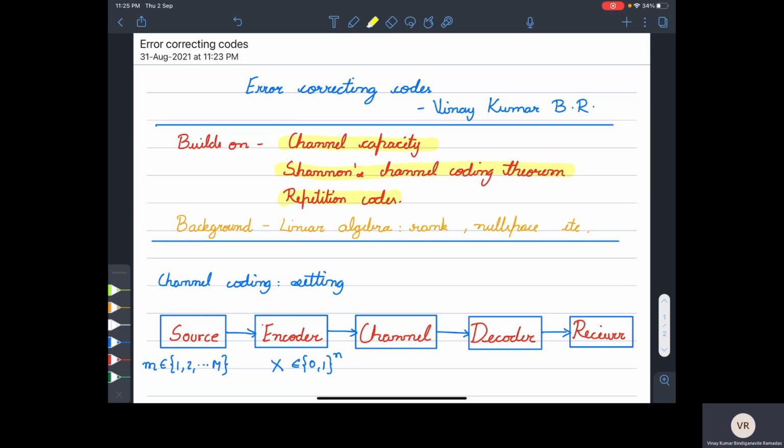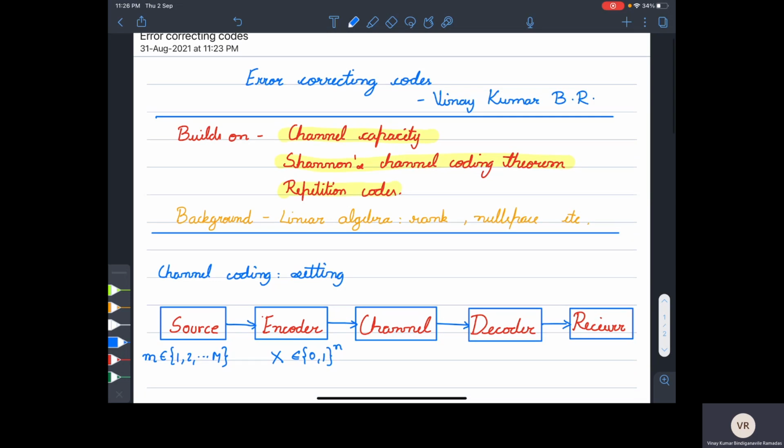Some prior background that is useful for this particular lecture is some basic linear algebra, something like rank, null space, and other similar things. It's not very much required, but it's good if you know these aspects. All right, let's begin with the lecture.